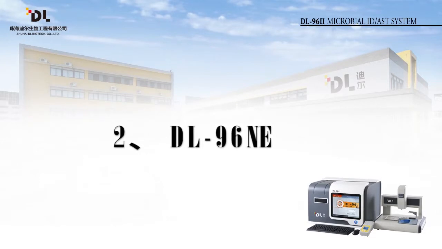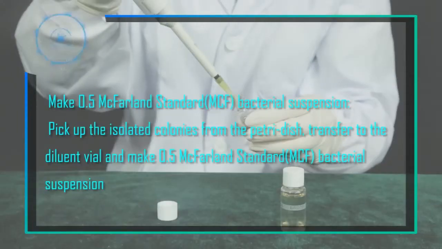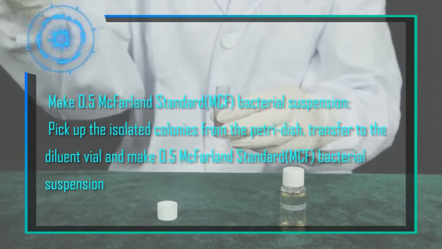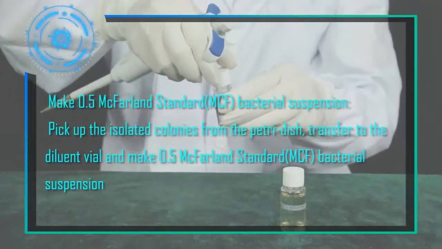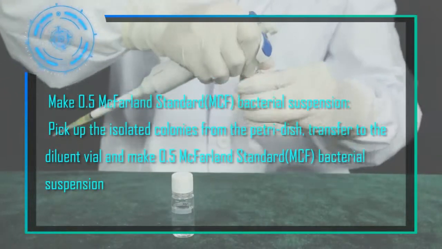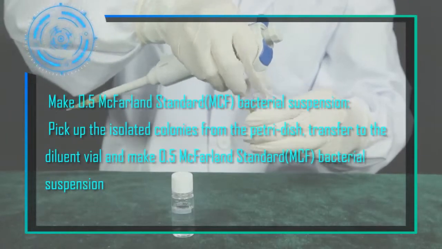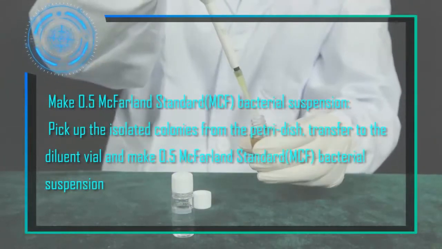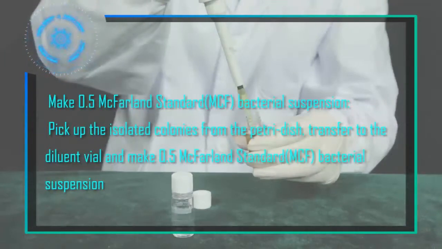2. DL96NE Manual Way. Step 1. Make 0.5 McFarland Standard bacterial suspension. Pick up the isolated colonies from the petri dish, transfer to the diluent vial, and make 0.5 McFarland Standard bacterial suspension.